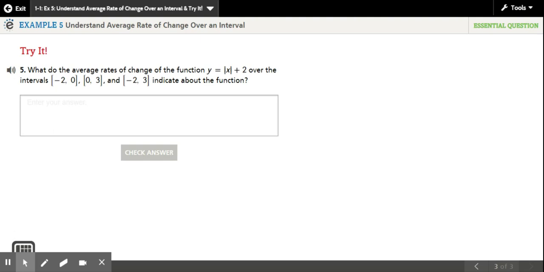Okay, so let's do it interval by interval. I'm going to write on the screen here. So from -2 to 0, we first need to figure out what are the y values. So when x is -2, what's the y value? We're going to substitute -2 into the function. So y is equal to the absolute value of -2, because -2 is the x value. Absolute value of -2 is 2. 2 plus 2 is 4. So you've got the ordered pair -2, 4.